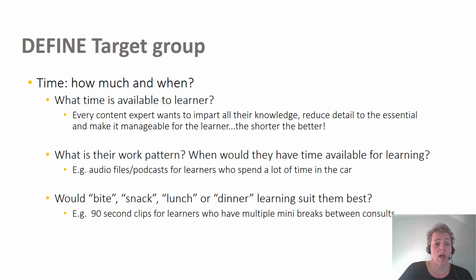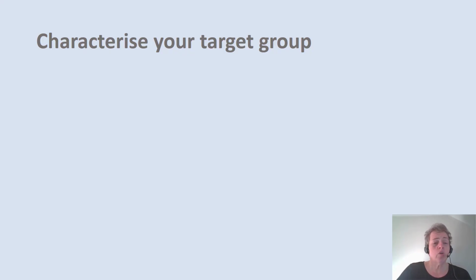What is your target audience's work pattern? For example, if you want to create a course for ambulatory equine vets, they spend a lot of time in the car driving from patient to patient. So audio files, podcasts are very good for them. Or would they be after 90-second clips? Are they small animal vets who have a little bit of time between consults and just want to look up how to do a certain procedure really snappily? Then you produce bite-sized learning. So characterize your target group as your next task.